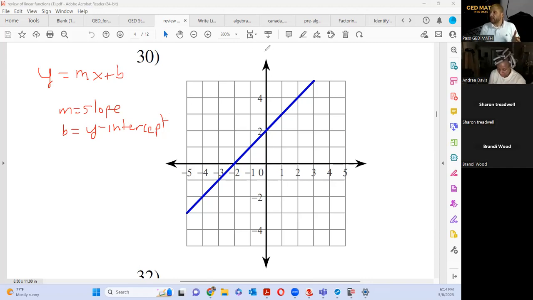So again, this is my y, this is my x. Now, if I want to find an equation of this line, this is what I would tell you to do. First of all, from left to right, what direction is this line going? It's going up. Because it is going up, you know the slope is positive.